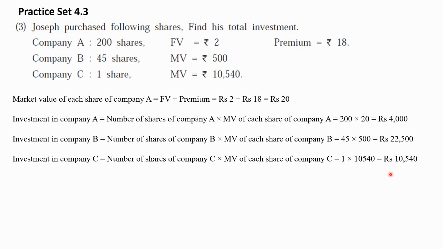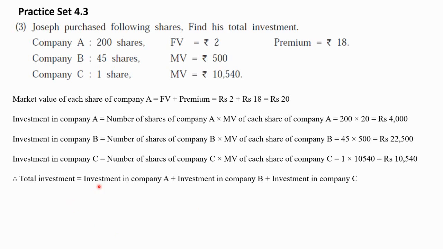Now we have to find his total investment in all of the three companies. So total investment will be investment in company A plus investment in company B plus investment in company C. So that will be rupees 4,000 plus rupees 22,500 plus rupees 10,540. So if you total it up, you get rupees 37,040. So Joseph invested in total rupees 37,040 in purchasing shares of company A, B and C.